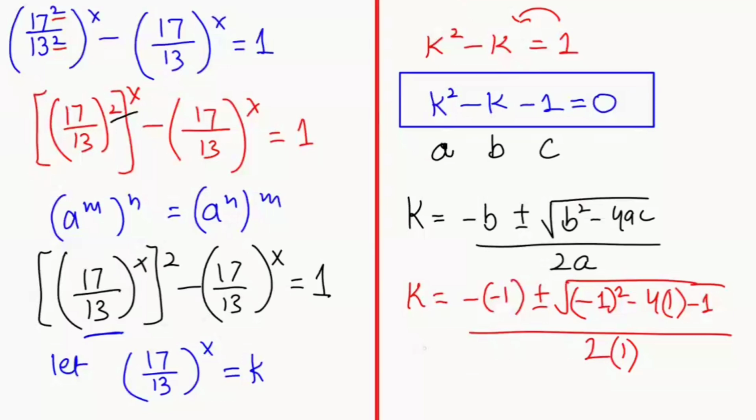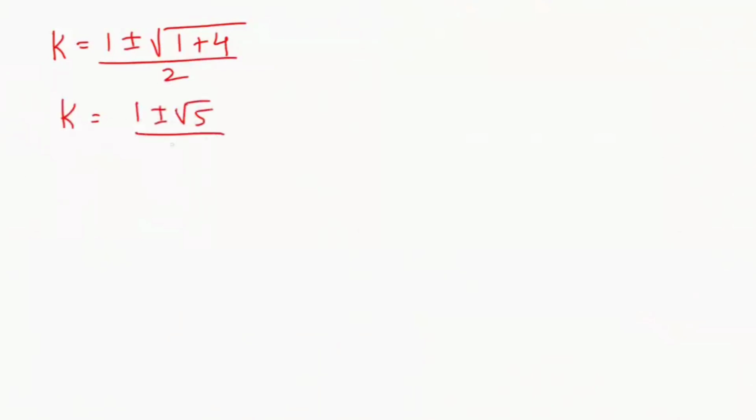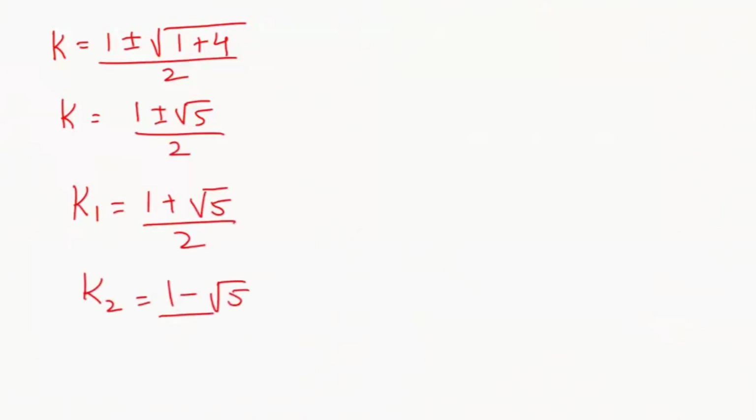Now we're going to simplify it further. k is equal to 1 plus or minus root 1 and minus plus, so plus 4 over 2. k is equal to 1 plus or minus root 5 over 2. Now here we get the two k values. k1 is equal to 1 plus root 5 over 2, and k2 is equal to 1 minus root 5 over 2.